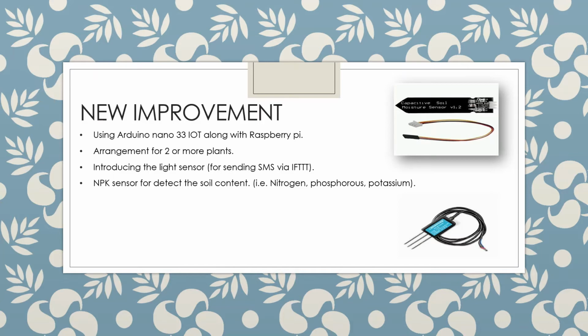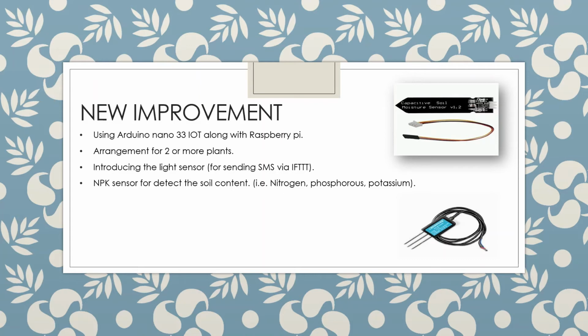So the main sensors I'm introducing in this are light sensors, which will detect the sunlight intensity. Like in the daytime it will show that the sunlight is getting too much to the plant, or in the nighttime it's getting too cold or no sunlight. So that an SMS will be sent to my smartphone by using the IFTTT system.